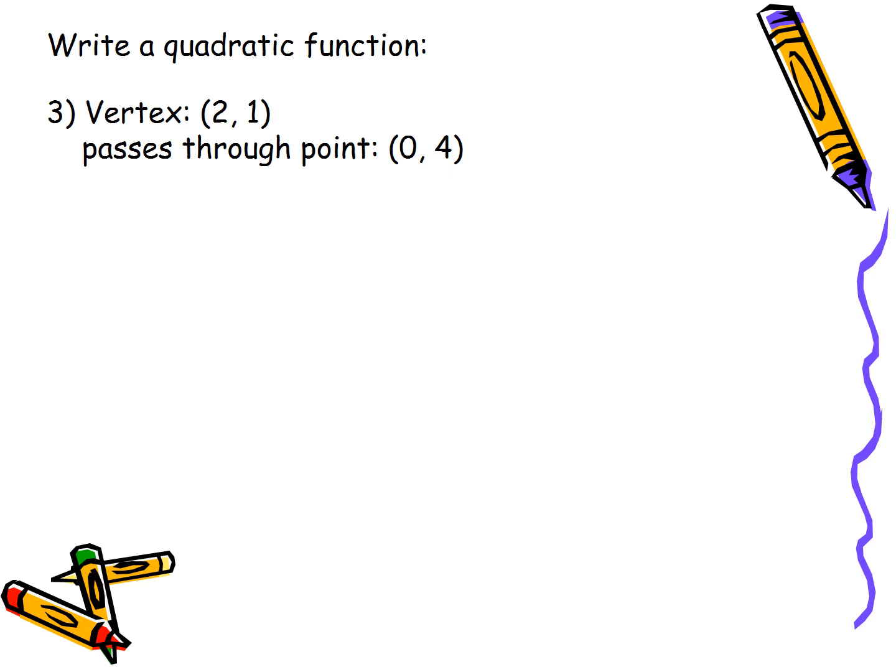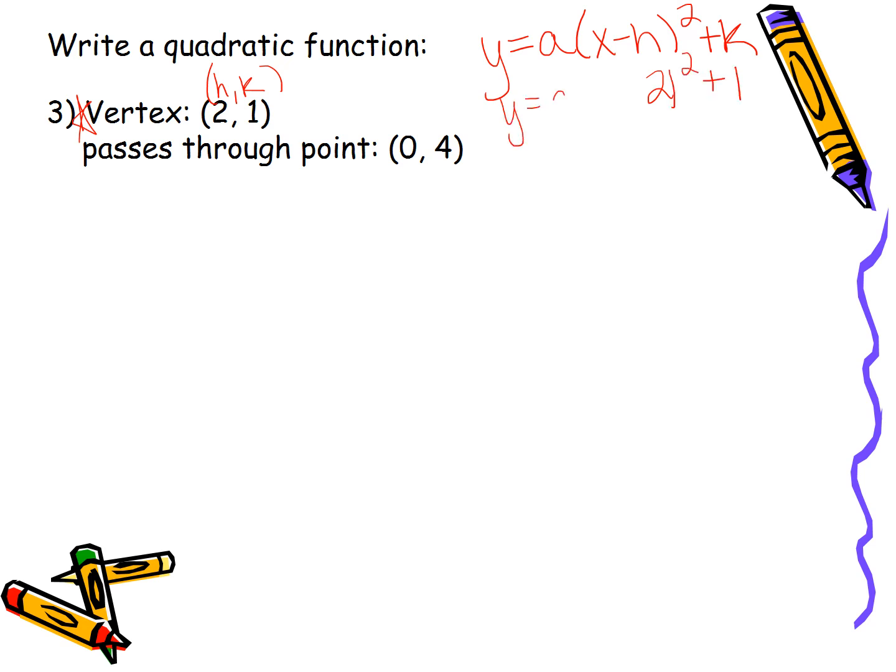So the fact that they gave me the vertex tells me that I want to use the vertex form. So y is equal to a times x minus h squared plus k. So every single vertex is h comma k. So I know that h is 2 and k is 1.